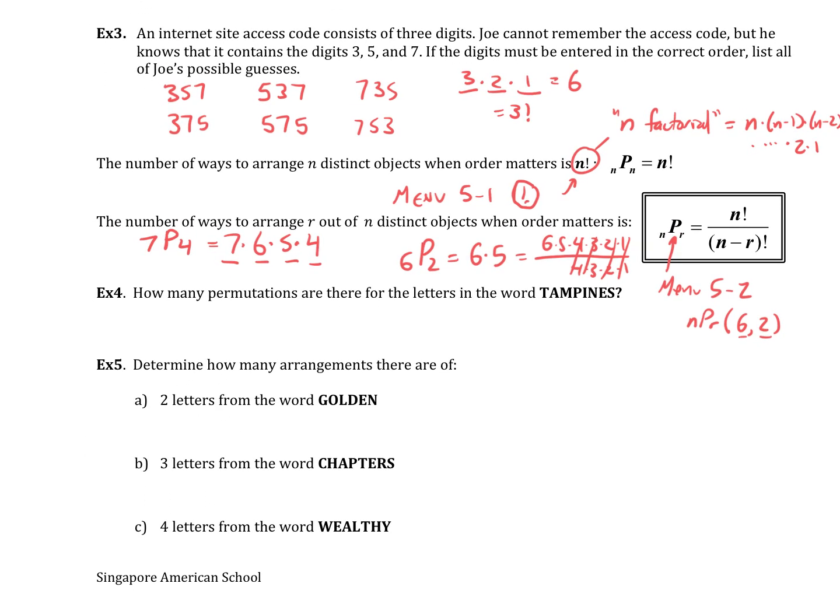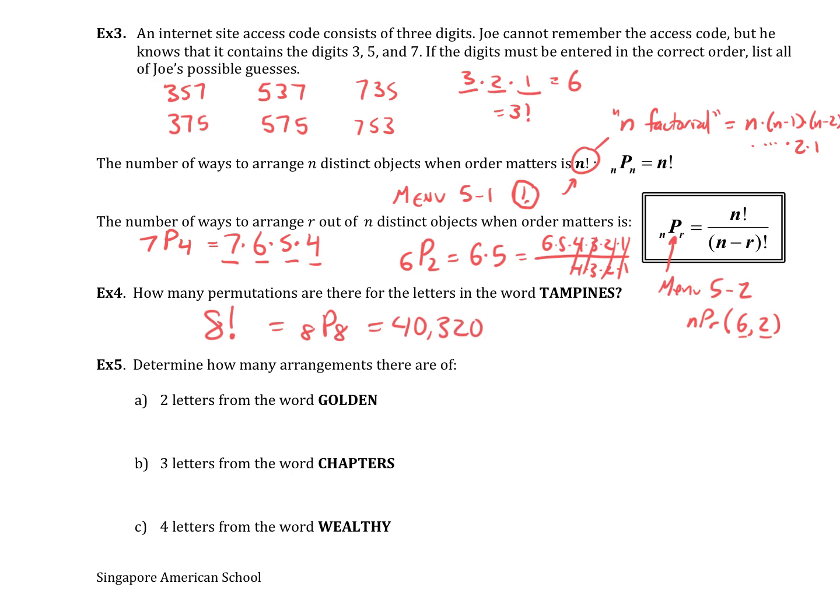How many permutations are there for the letters in the word Tampines? That's 8 letters. If we're just rearranging them, there's 8 factorial. It's like I'm taking 8 things and rearranging all of them. That's the same thing as saying 8P8. Which, okay, fine, is a very large number. 8P8, I'm in the calculator right now, is like 40,000.